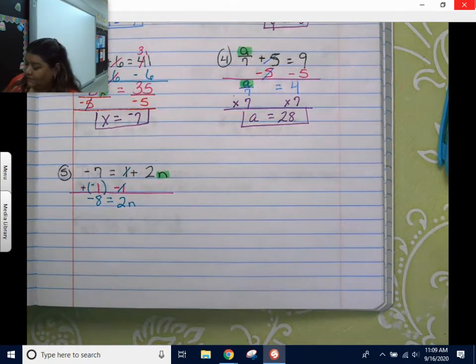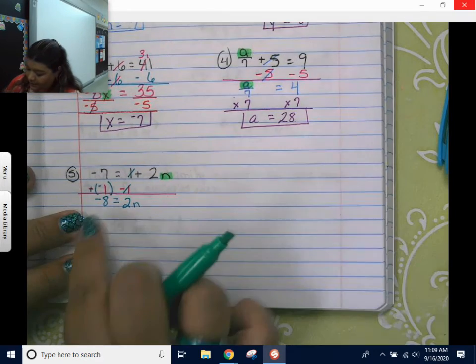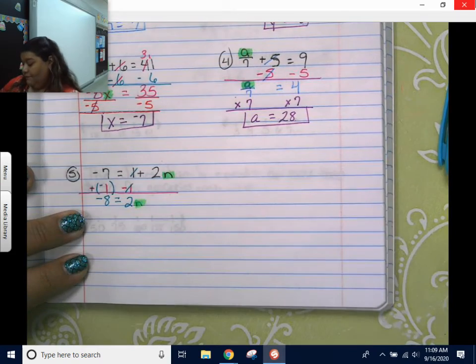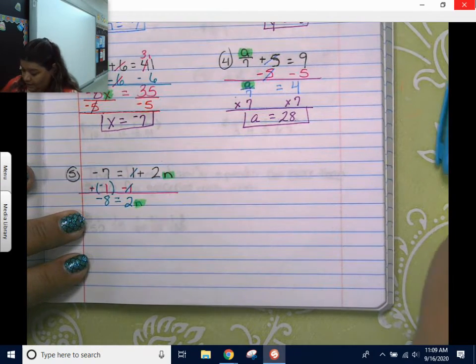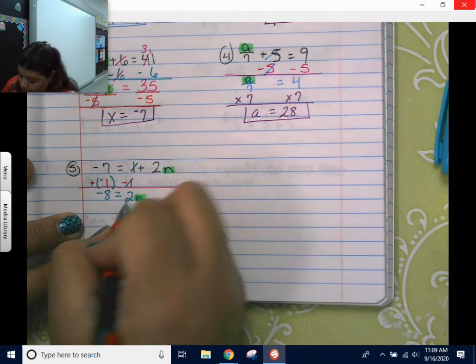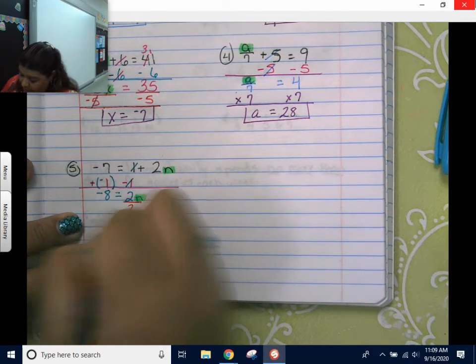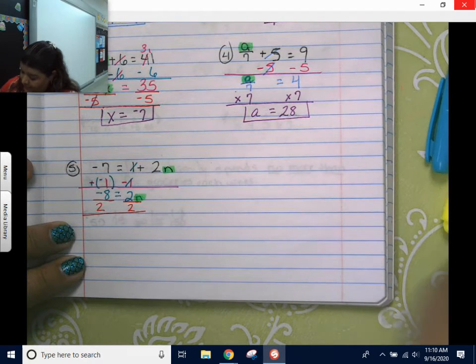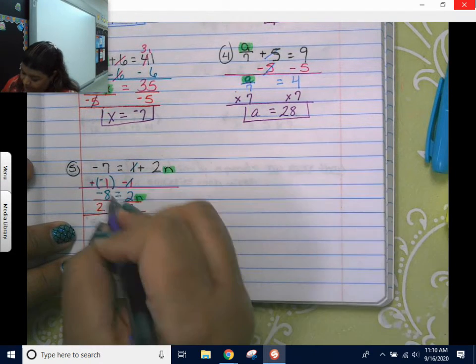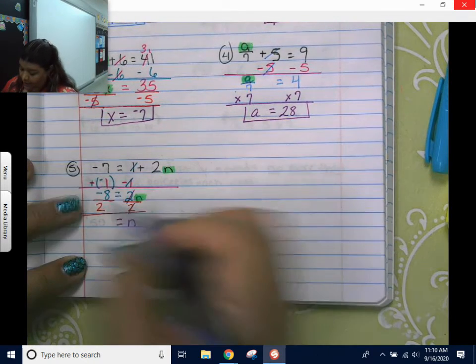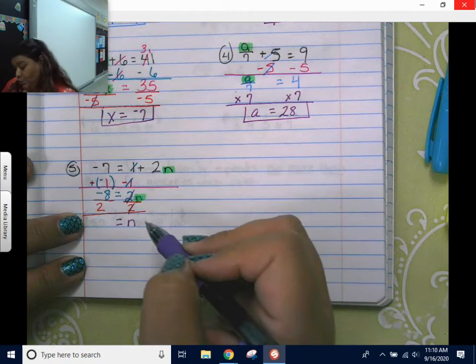Okay, let's finish it up. -8 equals 2 times some number. Isolate that variable. And let's go ahead and do the opposite. So the opposite of multiplying by a positive 2 is dividing by a positive 2 to both sides. And let's see what we have here. These cancel, so you're left with n. And here, -8 divided by 2.